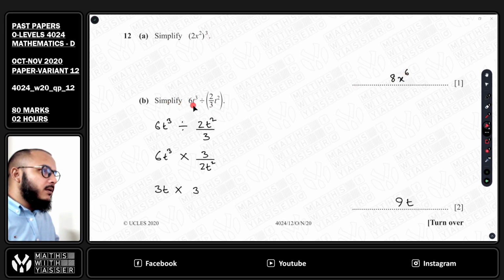Next we have simplify 6t cube divided by 2/3 t square. So 6t cube divided by 2t square by 3. Since we have a fraction getting divided, we can multiply with its reciprocal. So this will be 6t cube times 3 over 2t square, and we can divide 6 by 2. So 2 3s are 6, and this will become 3. And we have t square in the denominator and t cube in the numerator. So this will become just t, and then we have 3 times 3. So 3 3s are 9, and we have the t, so it will be 9t.